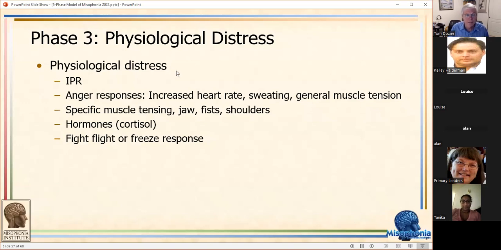So physiological distress: you feel the initial physical reflex. You're going to have your anger responses, which include increased heart rate, sweating, muscle tension. You may have specific muscles. One man said, oh yeah, I clenched my fist, I clenched my jaw. Well, we worked through this, and the jaw was his initial physical reflex, and the fist and the jaw were his emotional anger. You get hormones being released in your body. You get this trigger of the fight, flight, or freeze response. So I often call it the misophonia yucky response.